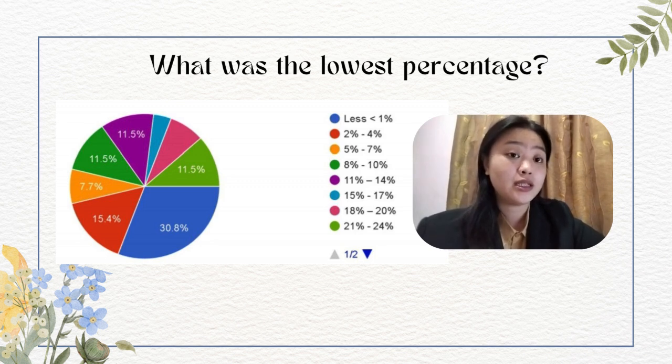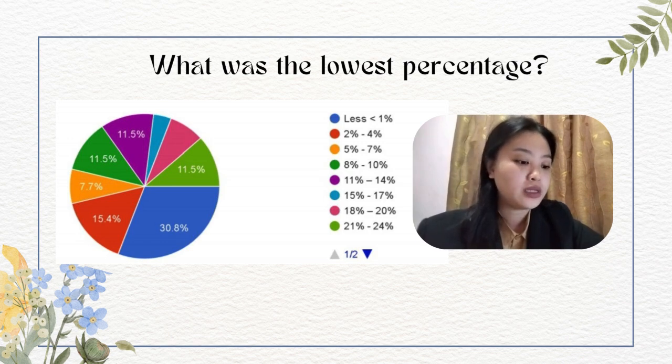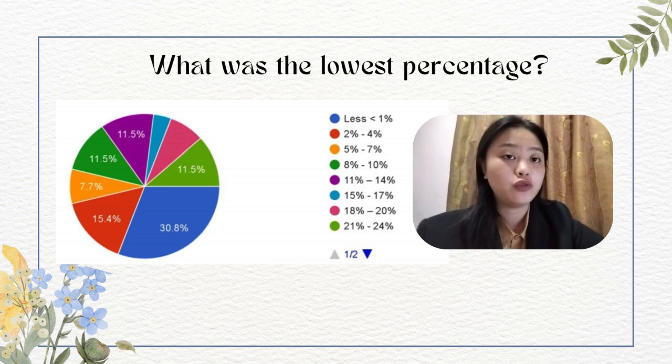The question is, what was the lowest percentage? So the majority of them, as we can see here, the blue color is less than 1%, the lowest percentage. And the second goes to 15.4 percentage, which is 2 to 4 percentage.